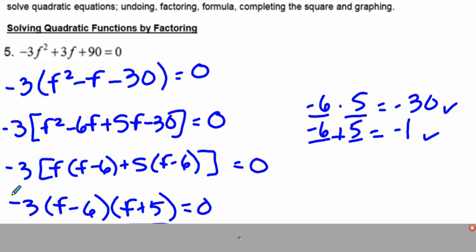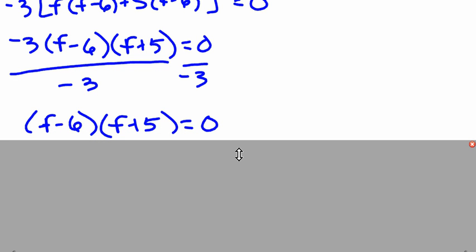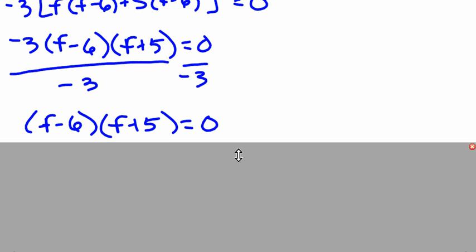This is an equation though, so we have to solve for f. We know that multiplication is holding these 3 items together. Well, how do you undo multiplication? You can divide. So let's divide each side of our equation by negative 3. Negative 3 divided by negative 3, that's a 1. 0 divided by negative 3, that is 0. So we're one step closer to solving our equation.